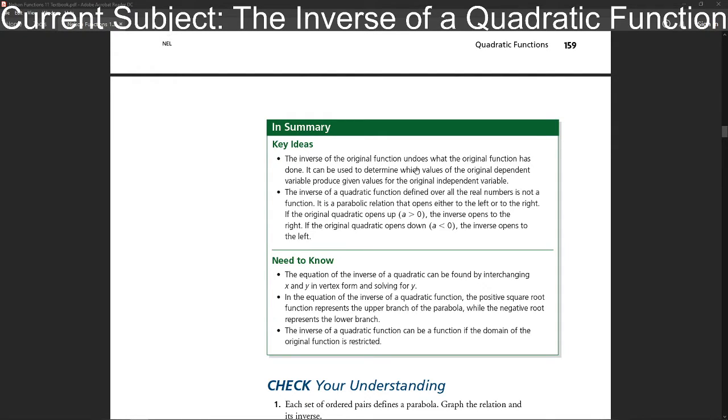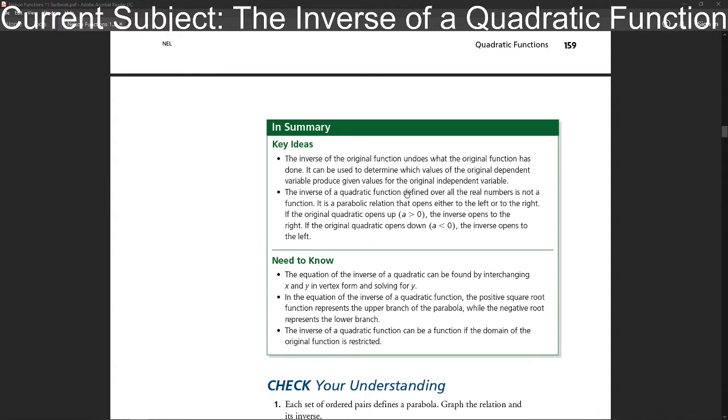The inverse of the original function undoes what the original function has done. Nice wording. It can be used to determine which values of the original dependent variable produce the given value. Oh my gosh, okay. Just reading that is putting me to sleep. So again, it's just another way to figure out the end value, the values used to determine the end value. It's just working backwards.